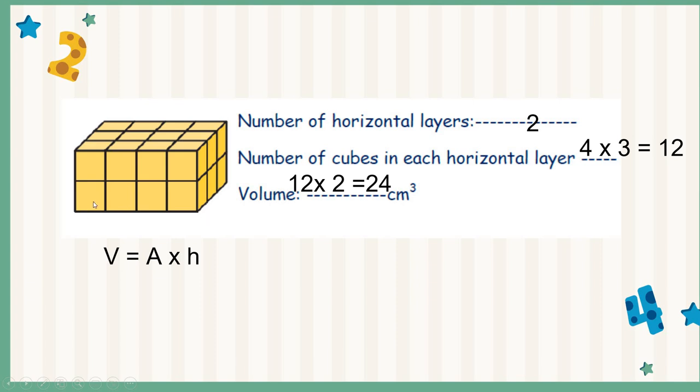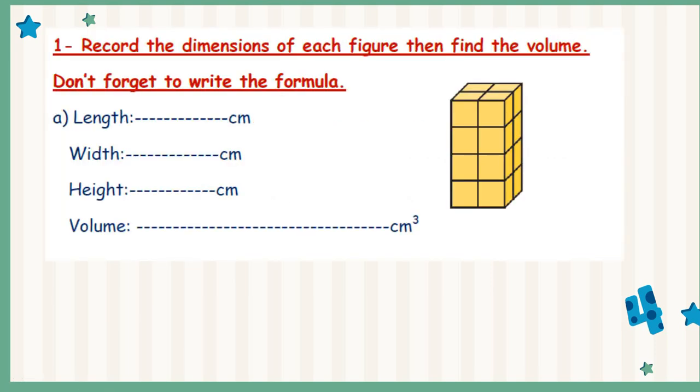And the length is 1, 2, 3, 4, and the width is 1, 2, 3. So we can multiply length times width, which is area, like this one. So it will be the area times height. And we can say again that the volume equals length times width times height. So these are the two formulas which we are going to use to calculate the volume.